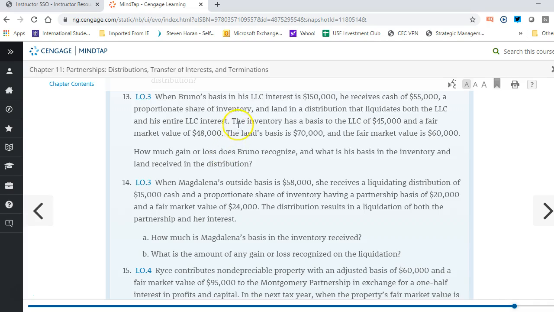So first of all, there is no gain or loss. He's going to receive a lot of carryover basis. So there is no gain or loss at this point. He's going to take a carryover basis of $45,000 in the inventory. Okay, so he will just inherit that inventory and get a $45,000 basis. And then for the land, he'll have a substituted basis of $50. Let me show you how to get that.